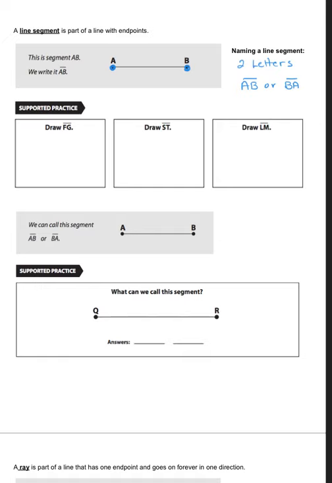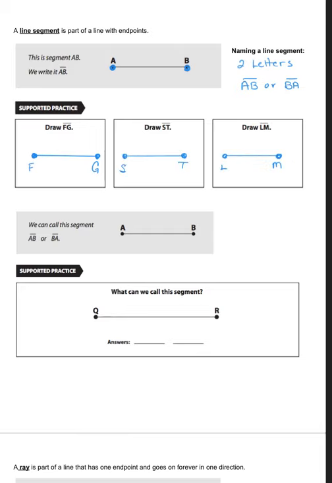So when I look at the supported practice, just like lines, we want to make sure we use a straight edge when we're doing it. I'm going to go ahead and draw my little segment piece there. I'm going to have a point at the start and the finish, and I'm going to call the first one F and the second one G. Go ahead and take a second and do segment ST and segment LM.